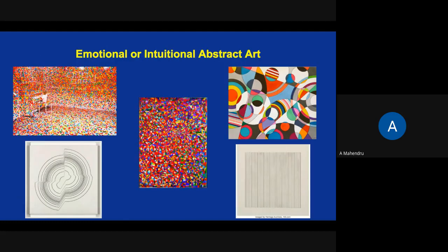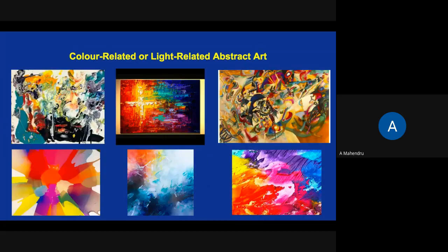So emotional or intuitional art embraces a mix of styles whose common theme is a naturalistic tendency. This naturalism is visible in the types of shapes and colors employed. The other one is color related or light related, the work which uses color or light in such a way as to detach the work of art from reality, as the object is dissolved in a swirl of pigment. So now I would like to start with my first series of work, which is a form of color related or light related.